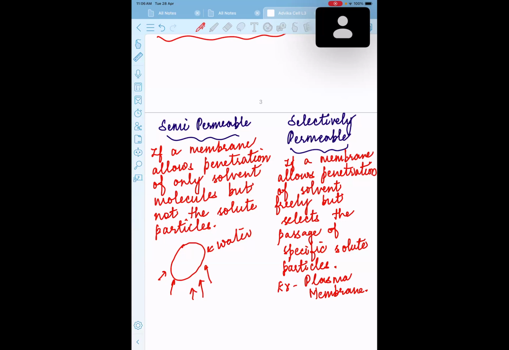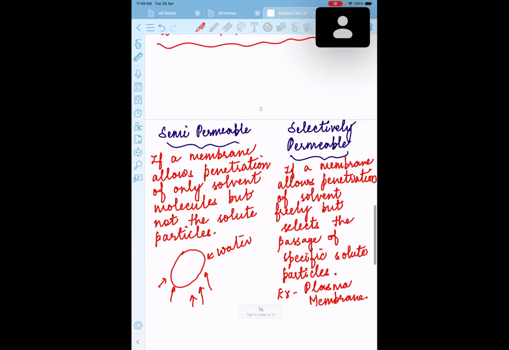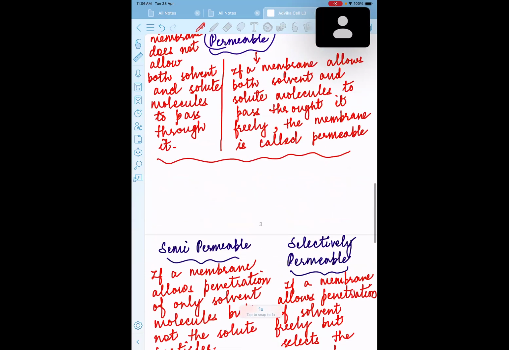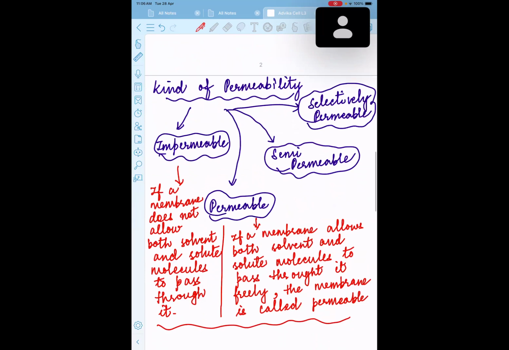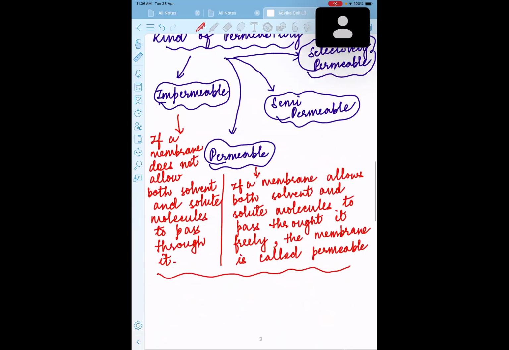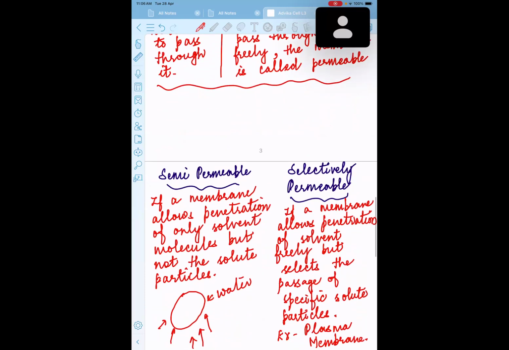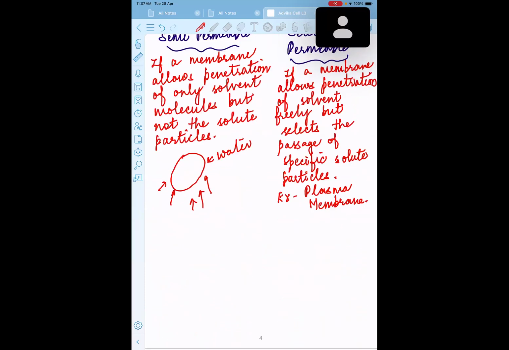Am I clear, Advika, with this? Yes, ma'am. So four types are there. Impermeable does not allow both solvent and solute molecules to pass through. Permeable allows both of them to pass through. Semi-permeable allows only the solvent to pass through. And selectively permeable allows the solvent to pass through, but at the same time allows only the selected solute to pass through. Clear? Okay.